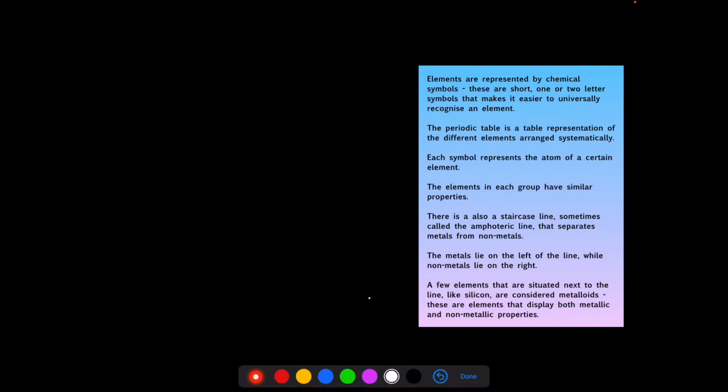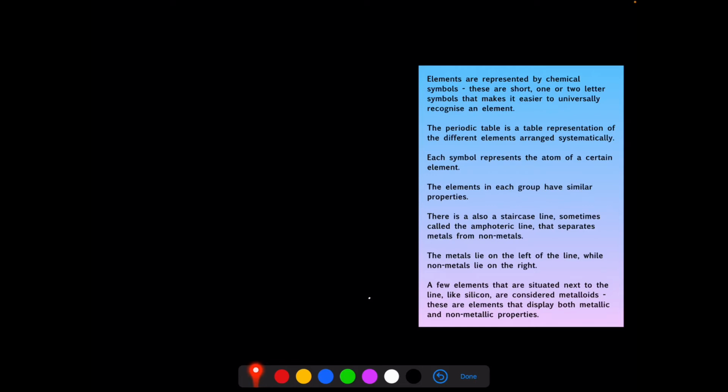So now let's look at the next set of points. So this is very important. Elements are represented by chemical symbols, the short 1 or 2 letter symbols that make it easier to universally recognize an element. And this is a bit important, because if you think about it, different elements are called by different names in different languages, but for all scientists all over the world, or just anyone all over the world, to recognize an element, it can be achieved using this chemical symbol, right?